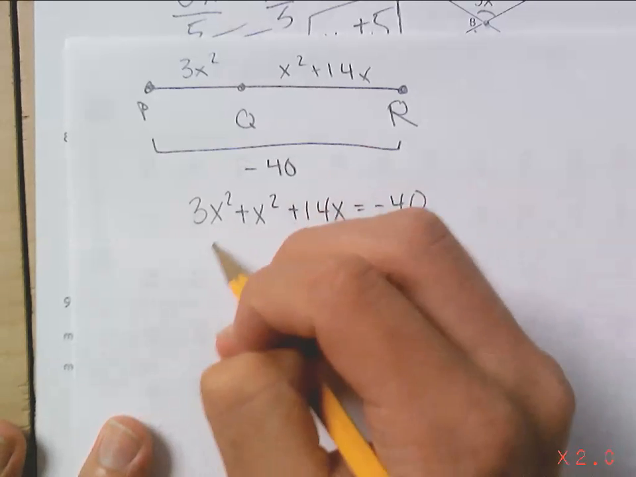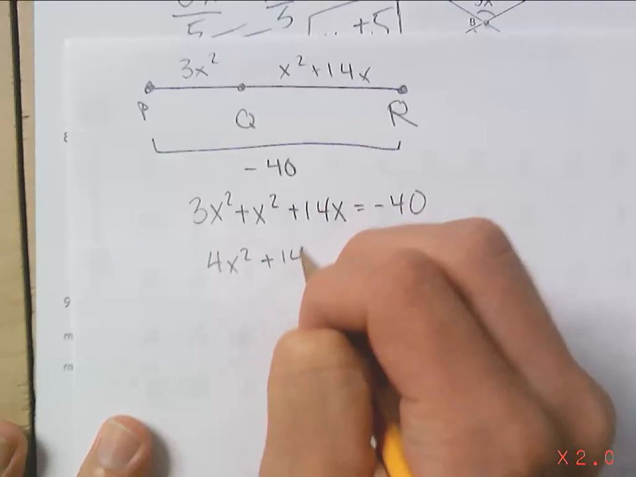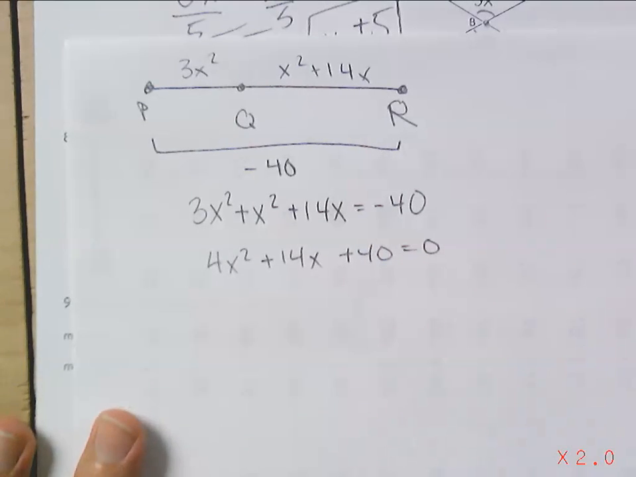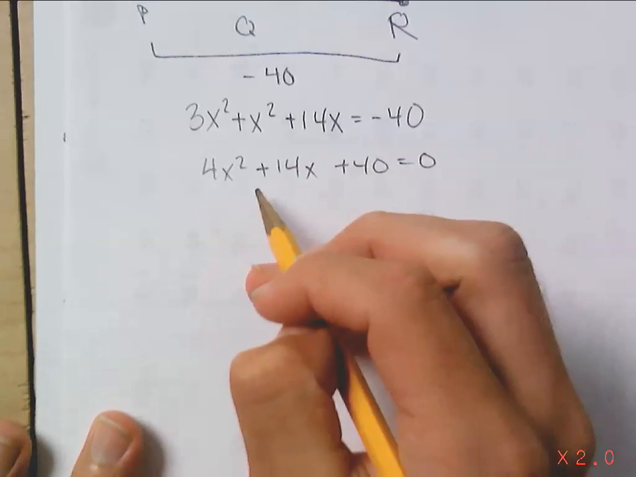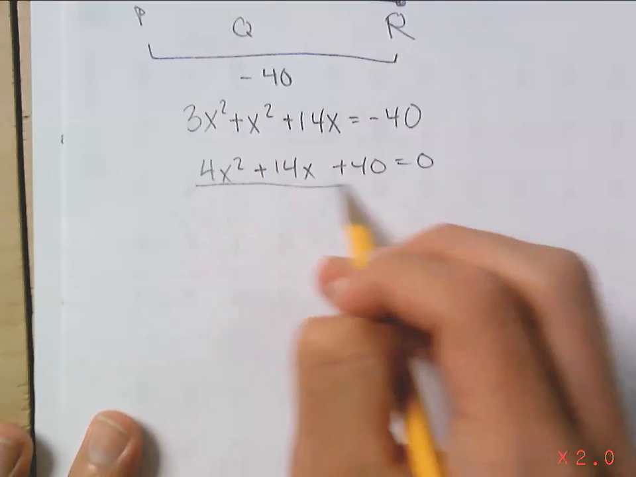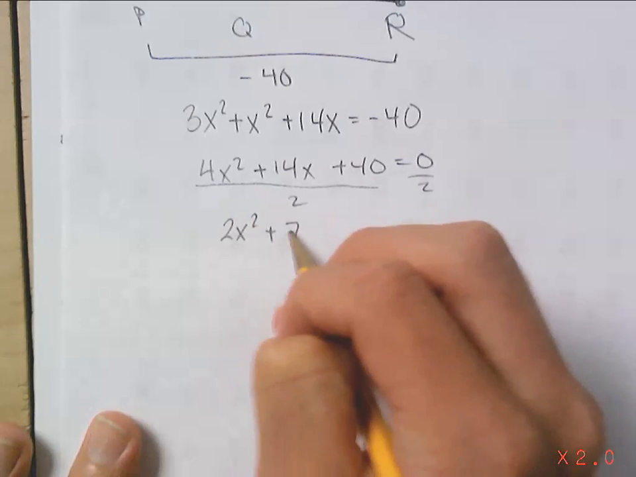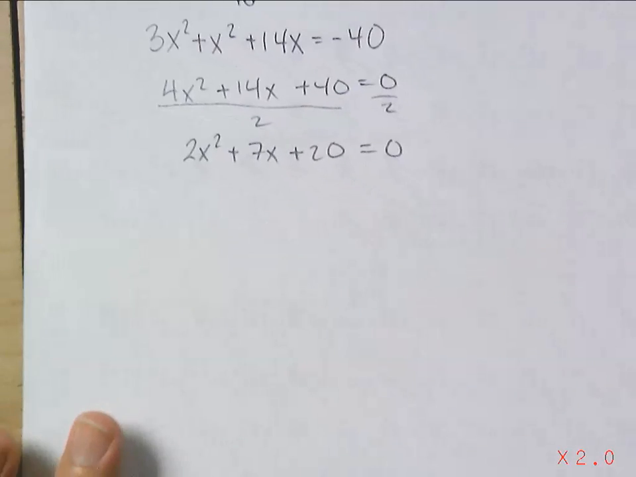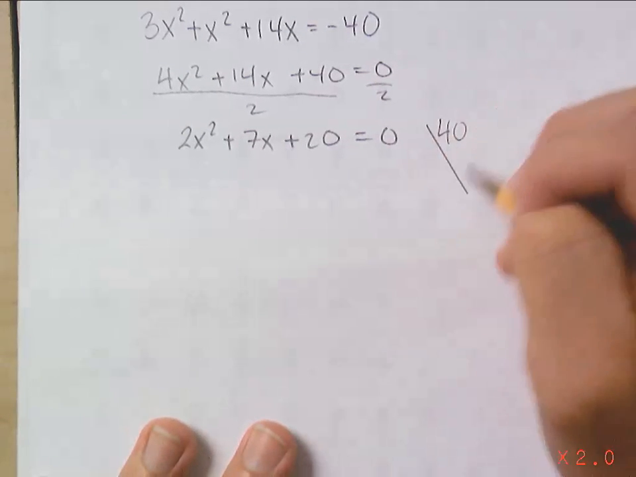All right, next one, number 8. Number 8 caused people some problems. This one was a little tricky. Okay, first we've got to draw a picture here. Q is between P and R. So let's go ahead and draw our picture. P and oops, sorry, that's an R. And Q is somewhere in between. We get 3x squared, x squared plus 14x, and this whole thing is negative 40.